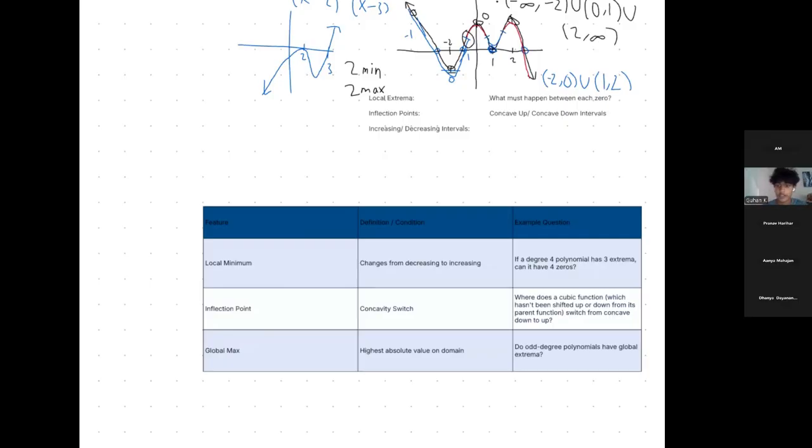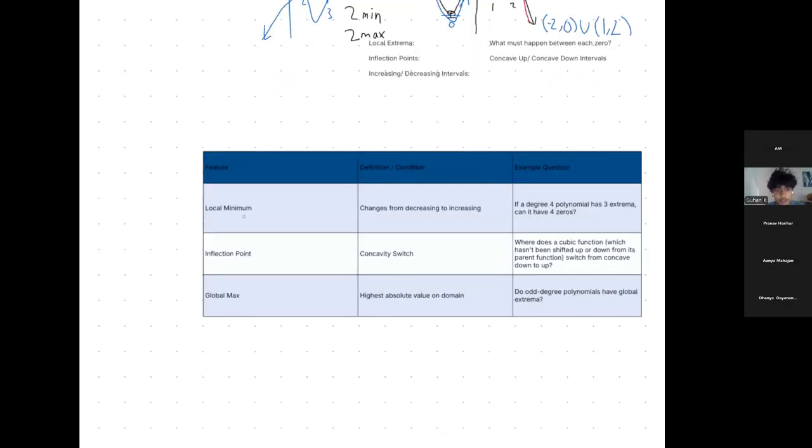All right, I'm gonna go ahead and explain these now. Okay, so first, local minimum changes from decreasing to increasing. So if a degree 4 polynomial has 3 extrema, can it have 4 zeros? The answer is yes, it can have 4 zeros because for extrema, there has to be at least as many zeros as there are extrema. For example, if there was 5 extrema, then it wouldn't be possible for there to be 4 zeros. But since there's only 3 extrema, it's possible for there to be 4 zeros.